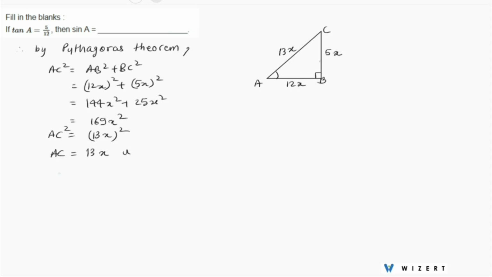So this is 13x. We know sin A equal to opposite upon hypotenuse. So let's see, sin A equal to 5x upon 13x, which is equal to 5 by 13. So this is the answer.